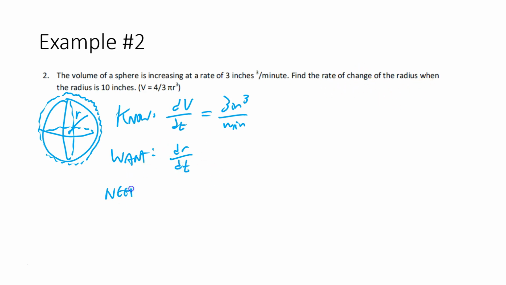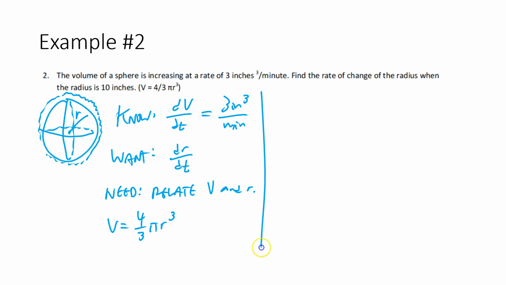So we need to relate V and r. We need an equation that just has a V and an r. Well, thankfully, the volume of a sphere is 4/3 pi r cubed. So now we differentiate with respect to time. So dV/dt is equal to, the 3 comes to the front, it'll actually cancel, but let's write it this way: 3 times 4/3 pi r squared. Then we must multiply by the derivative of r with respect to time, dr/dt.